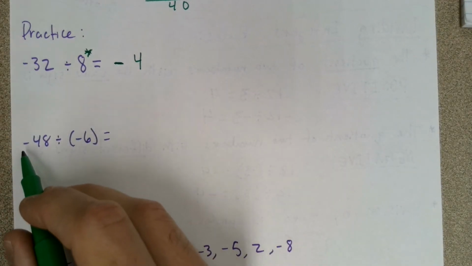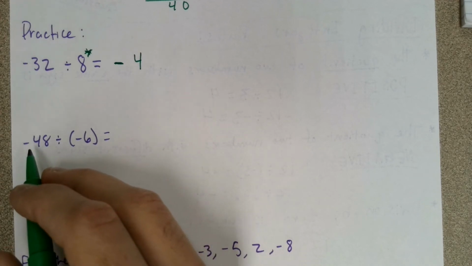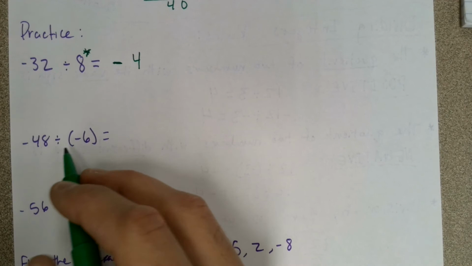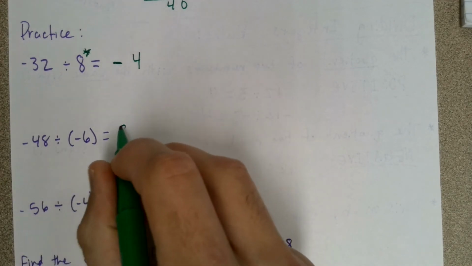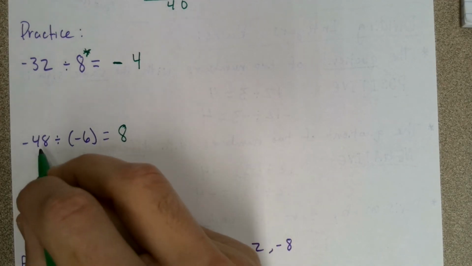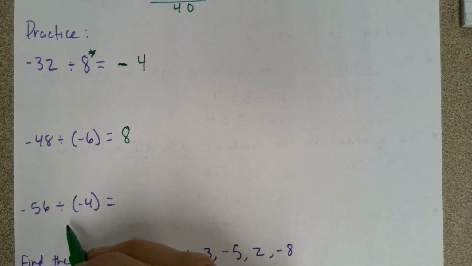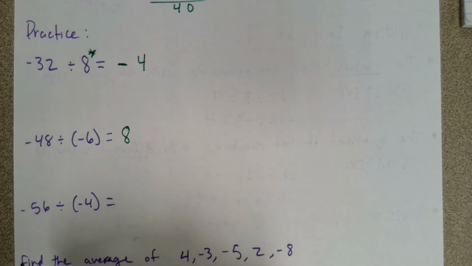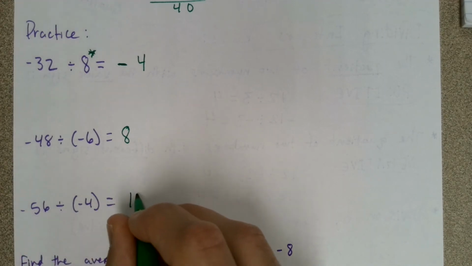Right here we have a negative and a negative. I see that they are the same sign. They're both negative, so it's going to be positive. So I know that's going to be 8. 6 goes into 48 8 times. Finally, we have another one, negative 56 divided by negative 4. I know it's going to be positive. They have the same signs. This one's going to be positive 14.